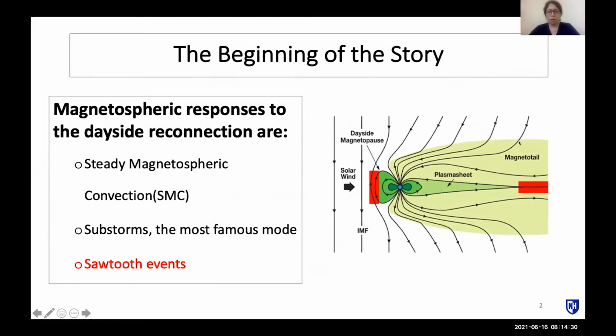Hello. When day-side reconnection occurs, solar wind energy enters into the magnetotail. Then the magnetosphere responds to this excessive energy in its three modes, sometimes with steady magnetospheric convection, sometimes with substorms, and sometimes with Sawtooth events. The last magnetospheric mode is the topic of this presentation.